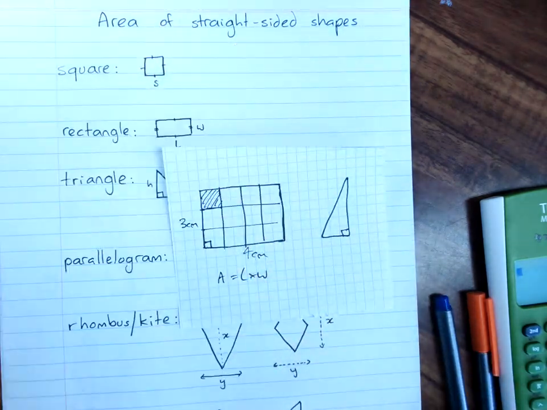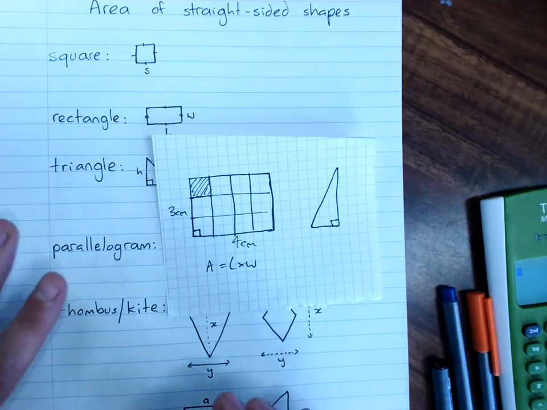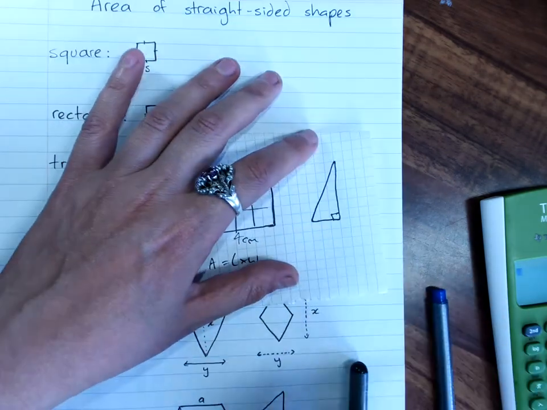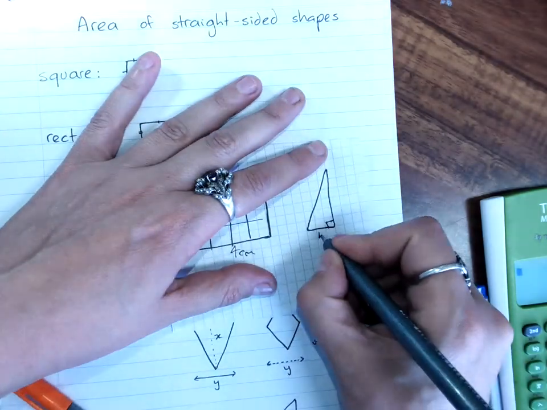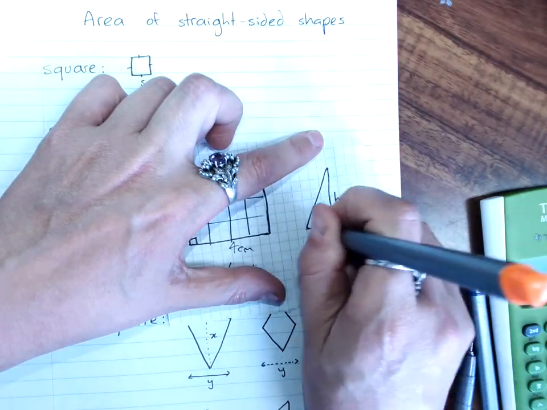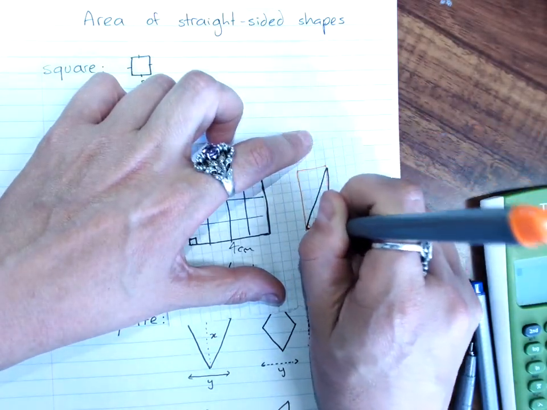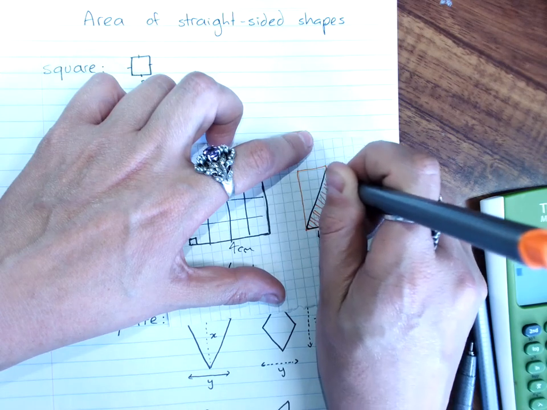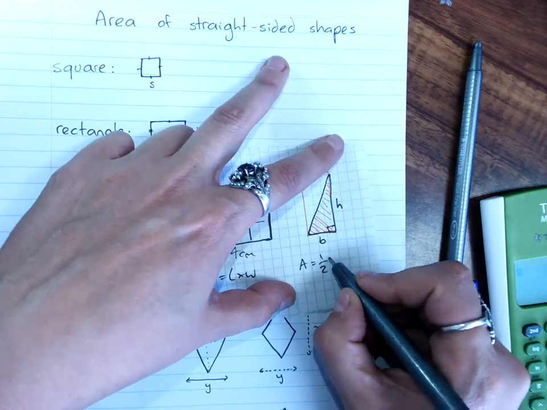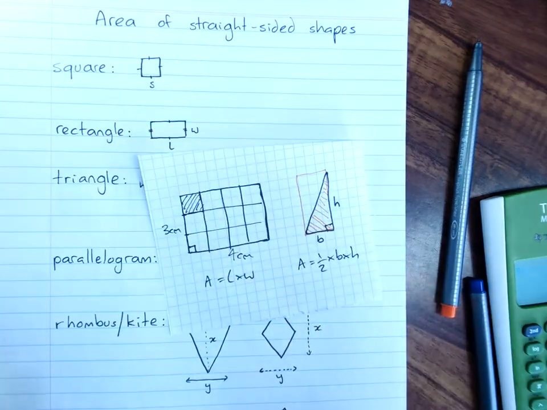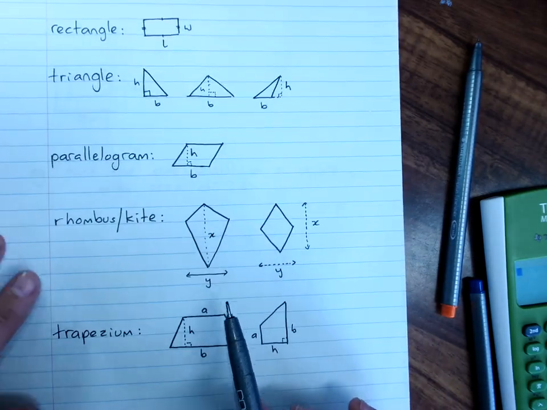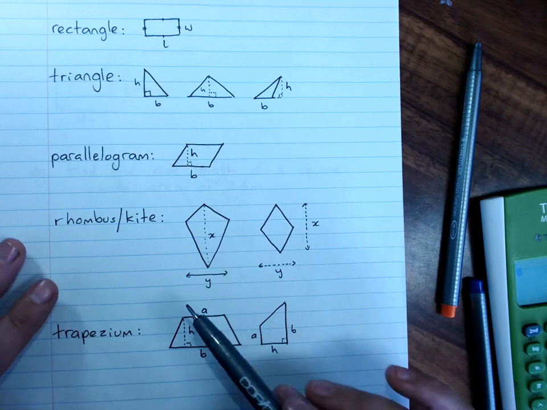A triangle, and in fact all these other straight-sided shapes, are actually based on that rectangle formula. So this triangle, here I've got its base and its height, which are at right angles to each other. If I made a rectangle with that base and that height, the triangle would take up exactly half of it, which is why the area for a triangle is half of the base times the height, because it's find the rectangle and get half of it. And all these other shapes come down to, well, how could we make it into a rectangle?